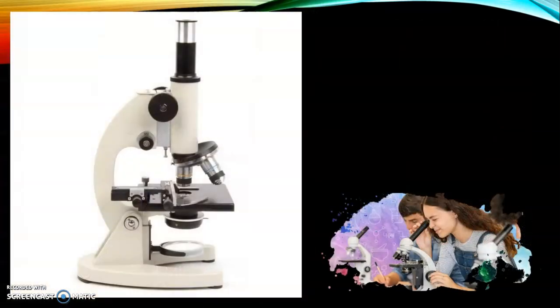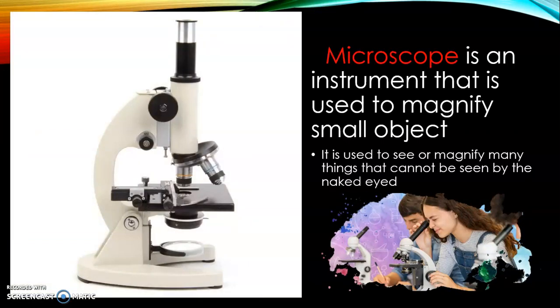Going back to the microscope, the microscope is an instrument that is used to magnify a small object. It is used to see or magnify many things that cannot be seen by the naked eye. The microscope is an important investigative tool used for studying objects and organisms around us. Microorganisms like bacteria can be observed through the use of a microscope.